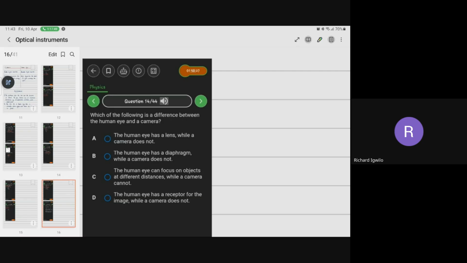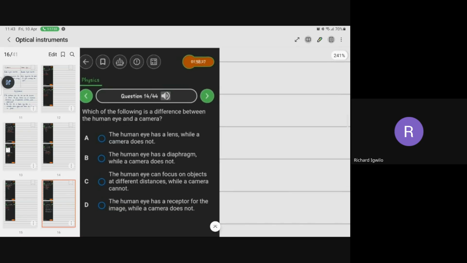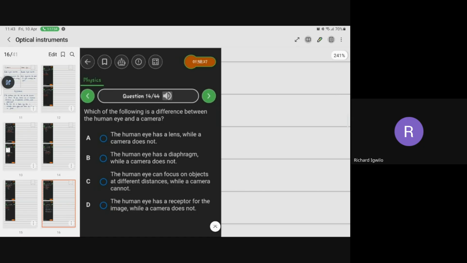Now, which of the following is a difference between the human eye and the camera? The human eye has a lens, while a camera does not. The human eye has a diaphragm, and so on. The human eye can focus on objects at different distances, while a camera cannot. So, which one? Which one, guys? Which one are we going for? Anybody? Yeah, C.